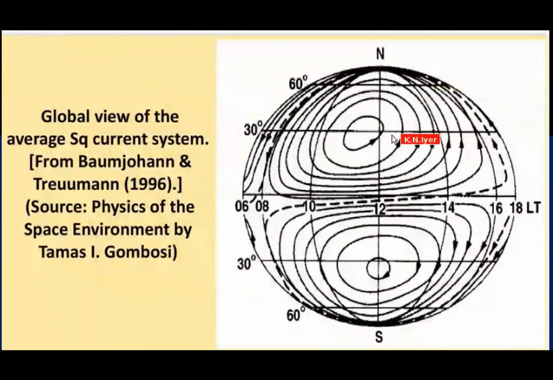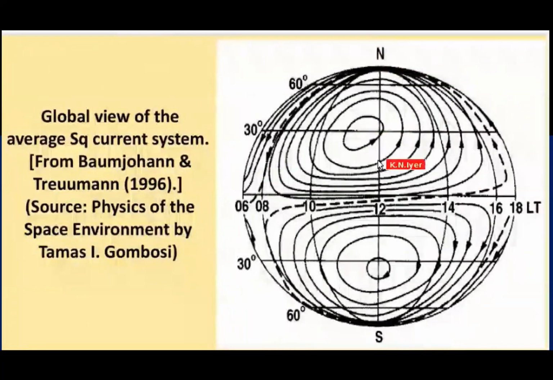So the currents we see have a focus, or reach a maximum, at about 30° north latitude and at about 30° south latitude. The currents set up like this because of the dynamo action is called the SQ current system. This is a global view of the average SQ current system. From one day to another, it may vary slightly, but this is the average.